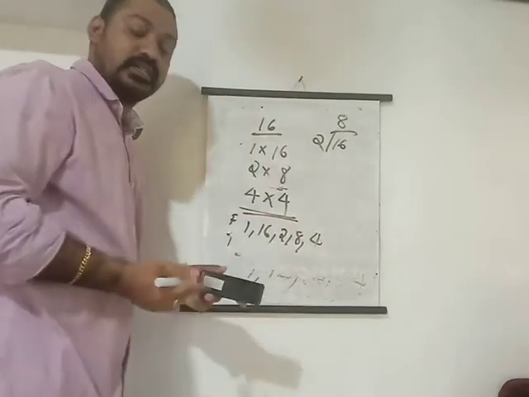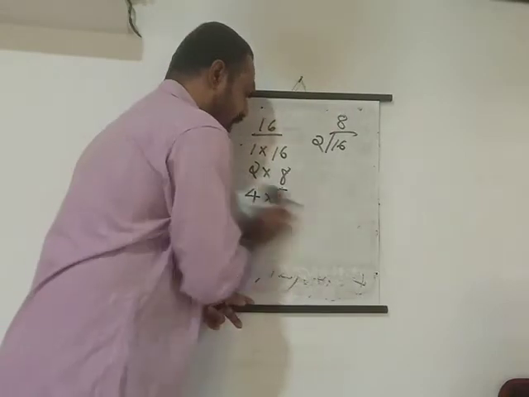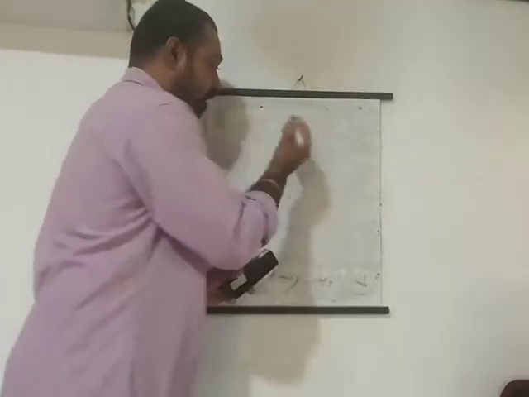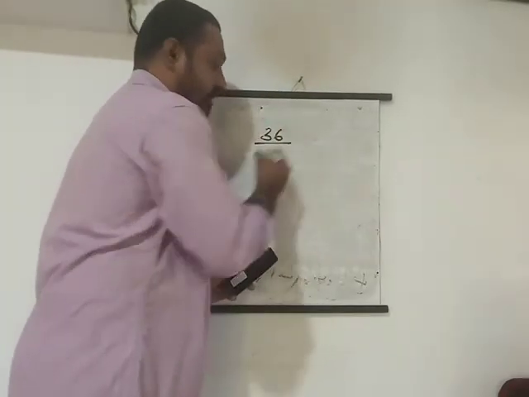So these are the factors of 16. This is the way we are writing. I am taking a bigger number, okay, then I will show you. 36, if we are writing.